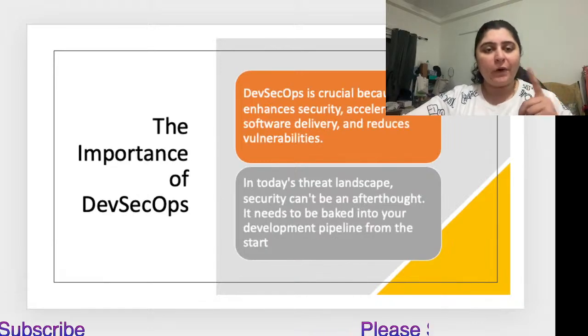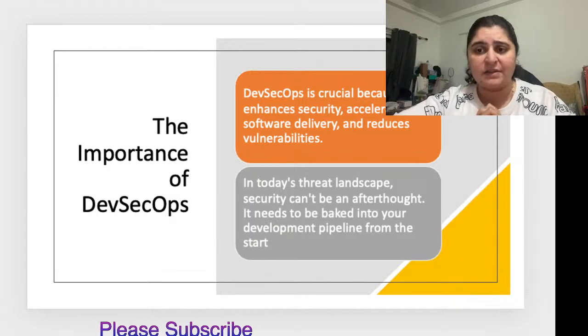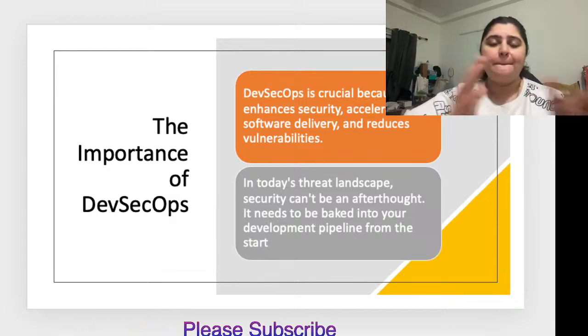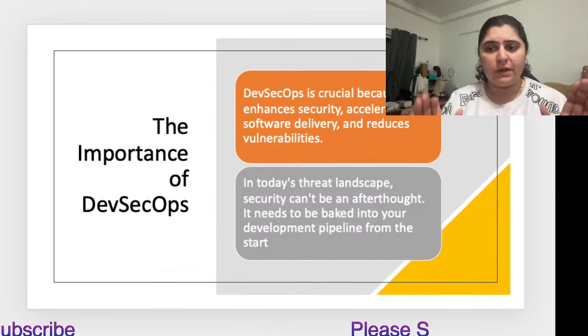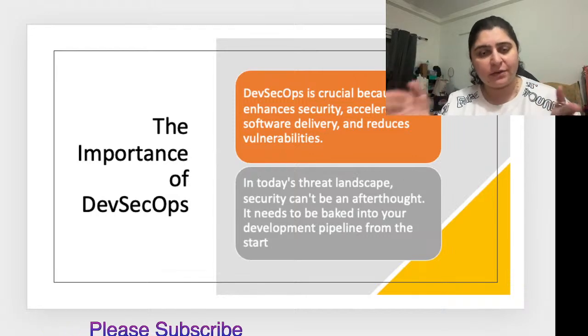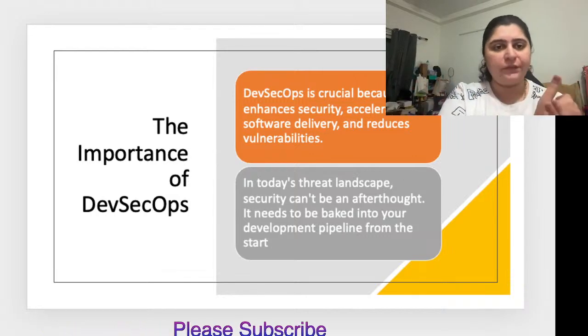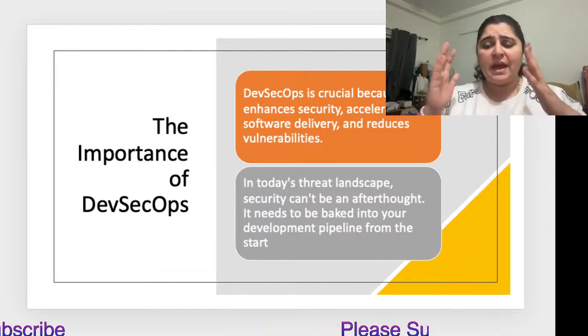Coming to the importance of DevSecOps, why is this important? So, as we already discussed, DevSecOps is crucial because it enhances the security overall. Because we have already integrated security into the early phases of the development, it accelerates the software delivery and reduces the vulnerabilities.